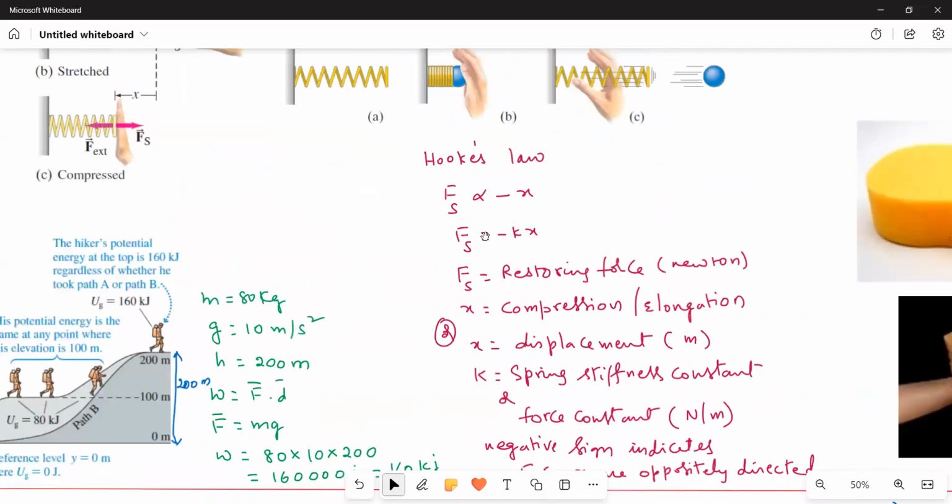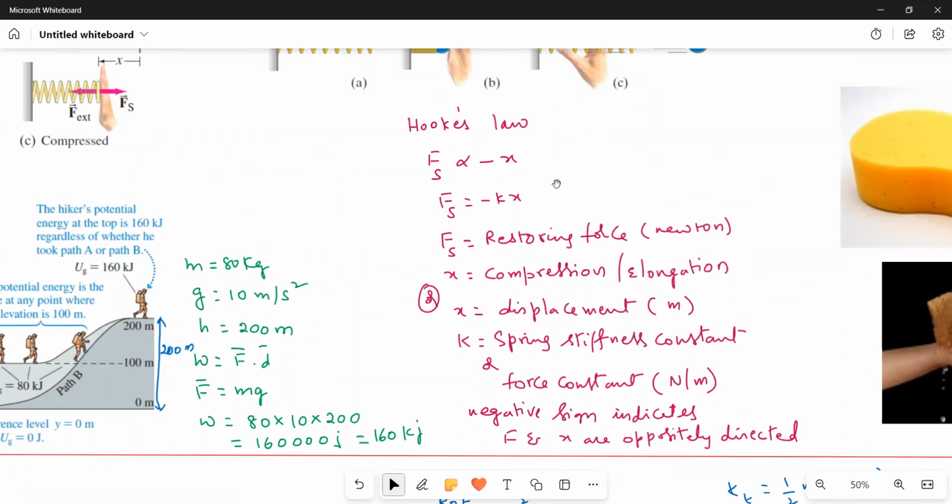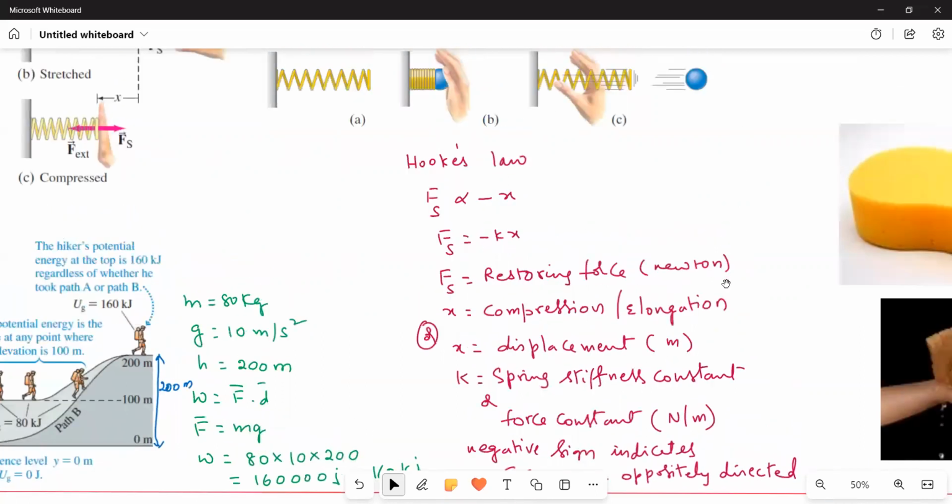Here, to remove the proportionality, we have to equate this, so I have to introduce a constant that is called K. K is called the spring stiffness constant, or in general we call it the force constant, and the units of the force constant are Newton per meter. The negative sign is just indicating the restoring force and displacement are oppositely directed, nothing beyond that.